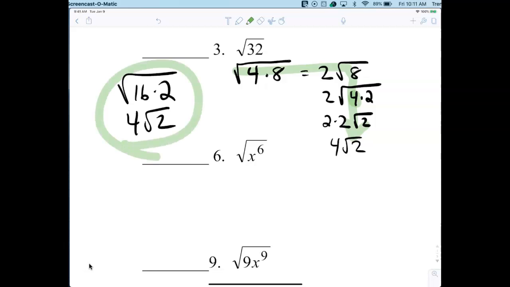Do you see I get the same answer if I went this direction or if I just broke it down right here? Always look for the highest perfect square. They're the same answer: 4 radical 2, 4 radical 2. This one over here just took me less time to get there.